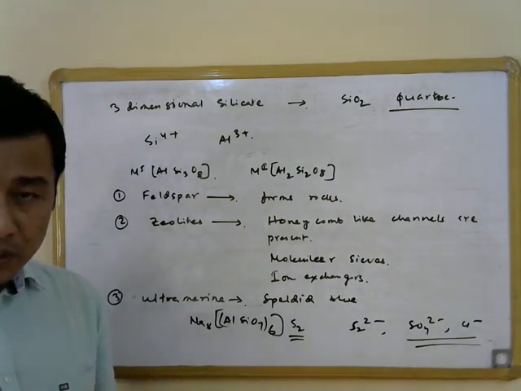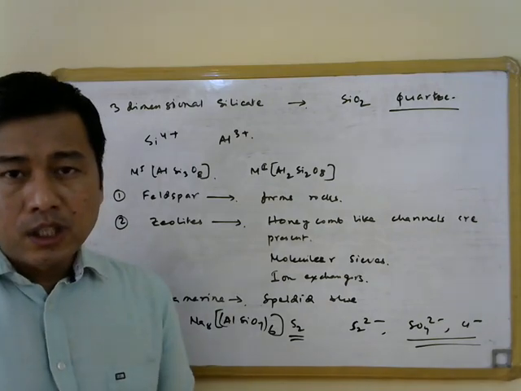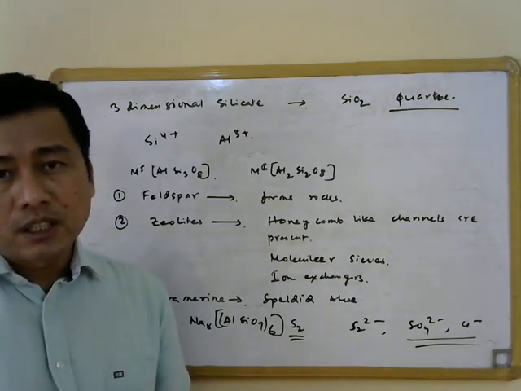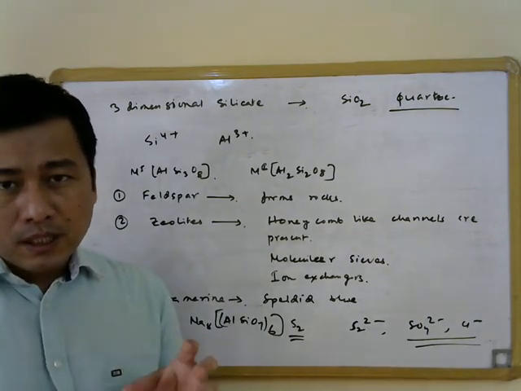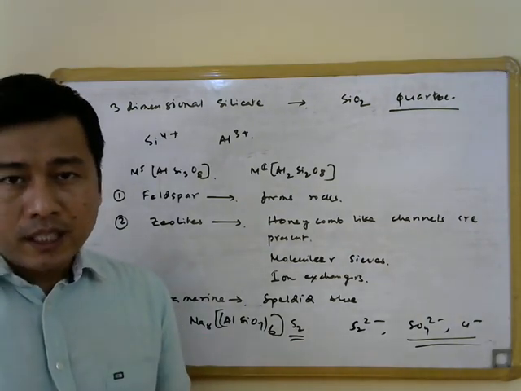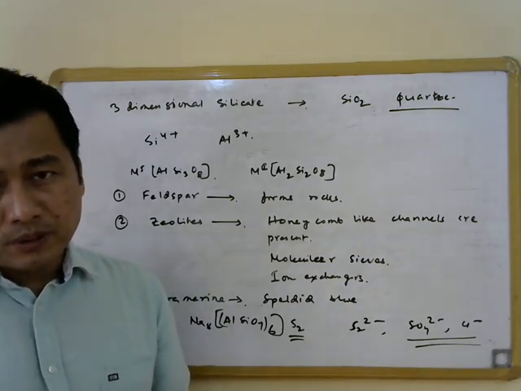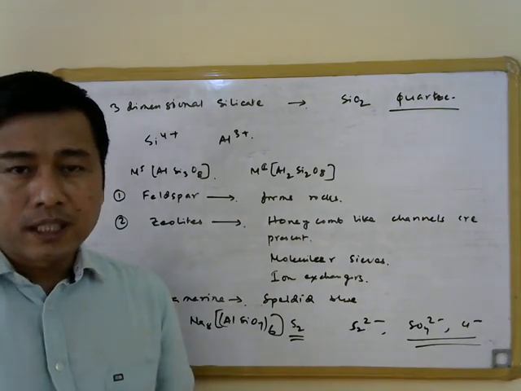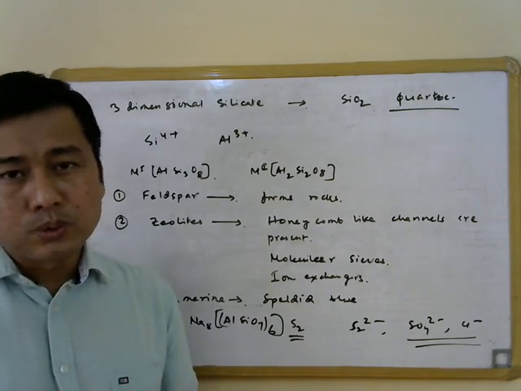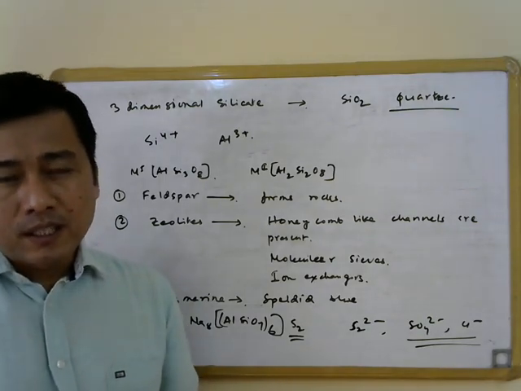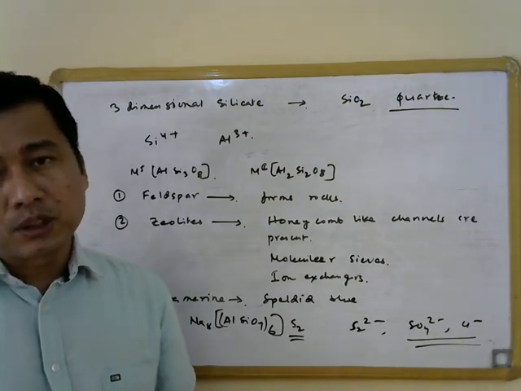And then we have zeolites, where honeycomb-like hexagonal channels are present, and within these channels water molecules or small molecules can be inserted, and that is why they are used as ion exchangers as well as molecular sieves. Then the last 3-dimensional silicate we have discussed is ultramarines, where there are other anions like S2 negative, because of which there is a characteristic blue color in these 3-dimensional silicate minerals.